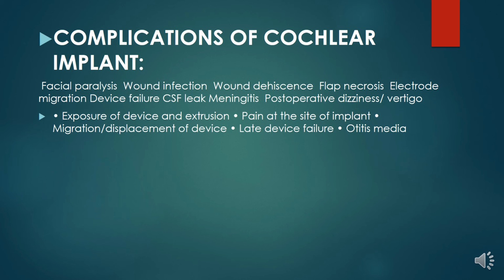Now, what can be the complications of cochlear implant? Facial paralysis, wound infection, wound dehiscence, flap necrosis, electrode migration, device failure, CSF leak, meningitis, post-operative dizziness or vertigo, exposure of device and extrusion, pain at the site of implant, migration, displacement of device, late device failure or otitis media.